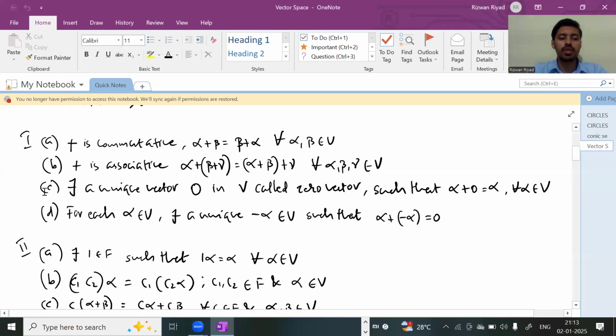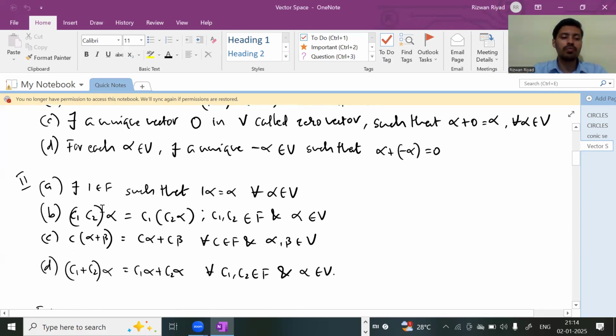Next, C, the third one: there exists a unique vector 0 in the set V called the zero vector. What is the peculiarity of this vector? Such that alpha plus 0 equals alpha itself for every alpha belonging to V. You can find the existence of such an element known as the zero vector. Next, D: for each alpha belonging to V, there exists a unique minus alpha also belonging to V, such that alpha plus minus alpha equals 0. These are the first four conditions.